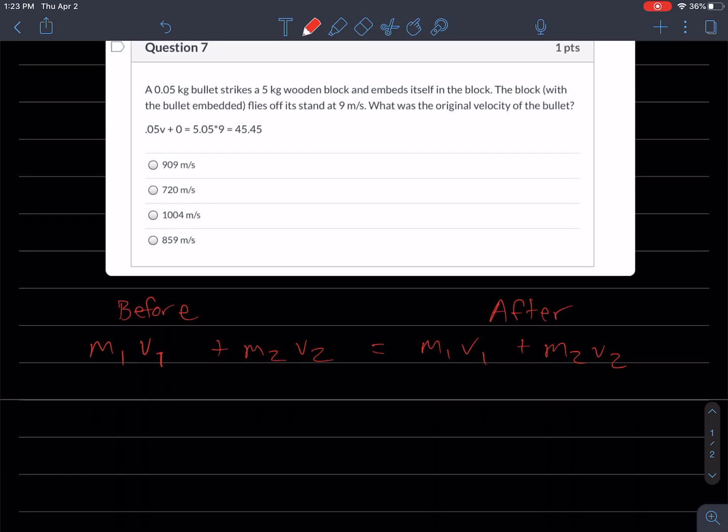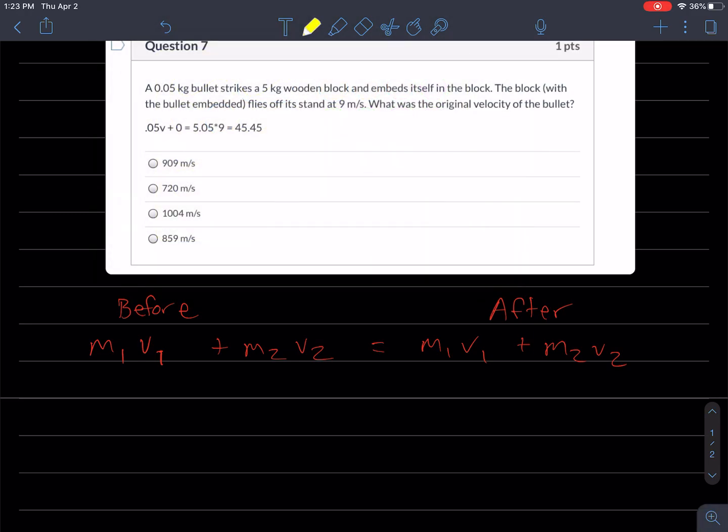All right. Knowing this formula, let's go ahead and plug in numbers we know. So in here, we have a 0.05 kilogram bullet. That's going to be the mass of our first object. It strikes a 5 kilogram wooden block, so our second mass is 5, and embeds itself in the block. The block flies off the stand at 9 meters per second. What was the original velocity of the bullet? A couple things that we can figure out here: the original velocity of the block was 0. We don't know the velocity of the bullet initially.